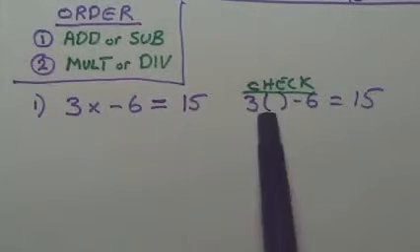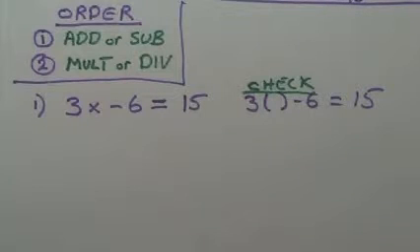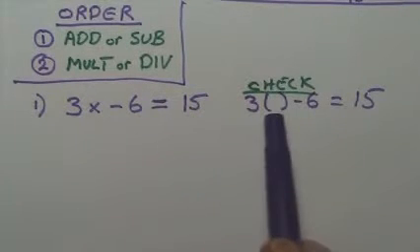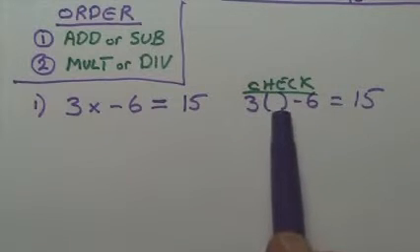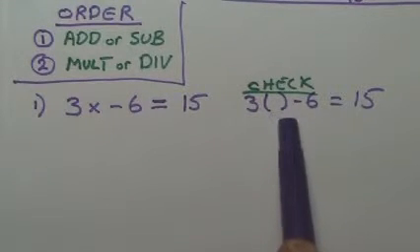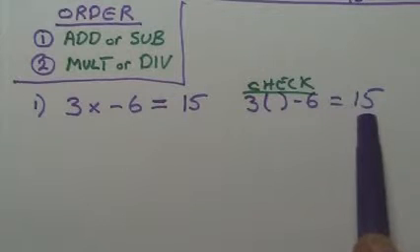So go ahead and write this down very quickly. 3x minus 6 equals 15. Over here, we're going to check it. 3 parentheses. I'm going to put some number in there, whatever my answer is. Minus 6 equals 15.